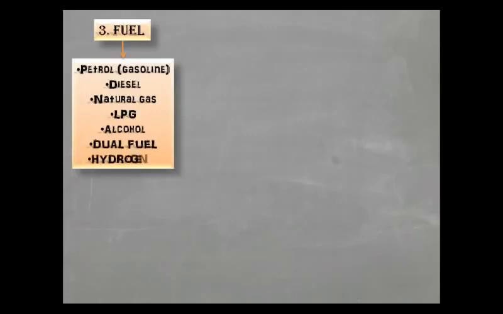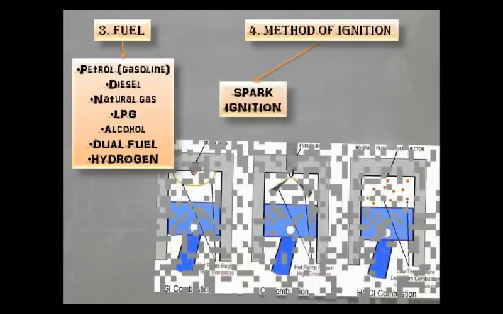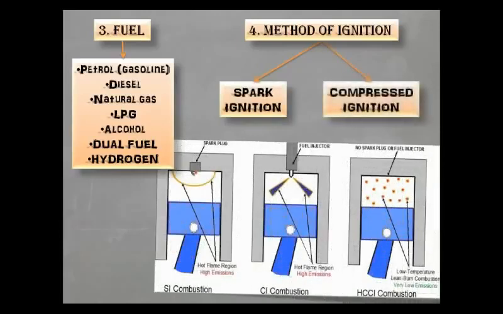Third category is fuel. Based on the type of fuel used, an internal combustion engine can be classified as petrol or gasoline engine, diesel engine, natural gas engine, LPG, alcohol, dual fuel, and hydrogen engine. Fourth is based on method of ignition. Based on method of ignition, an internal combustion engine can be classified as spark ignition engine, that is SI engine, compression ignition, that is CI engine, and homogeneous charge compression ignition engine, that is HCCI engine.